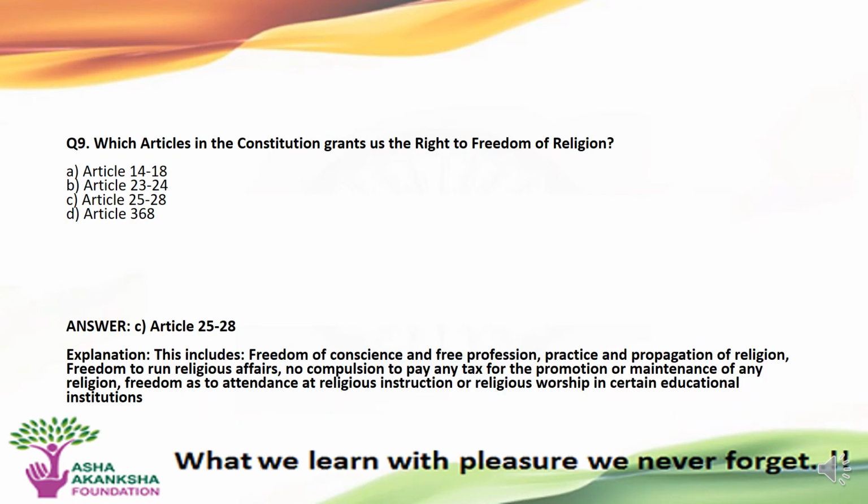The next question is, which articles in the Constitution grant us the right to freedom of religion? Options are A. Article 14 to 18, B. Article 23 and 24, C. Article 25 to 28, and D. Article 368. The correct answer to this question is option C, that is Article 25 to 28. They grant us the freedom of religion.